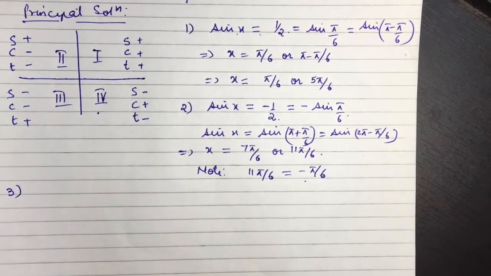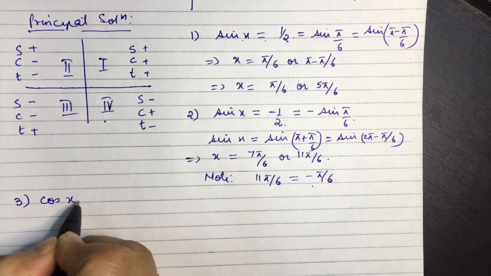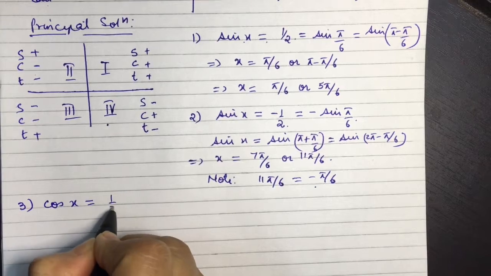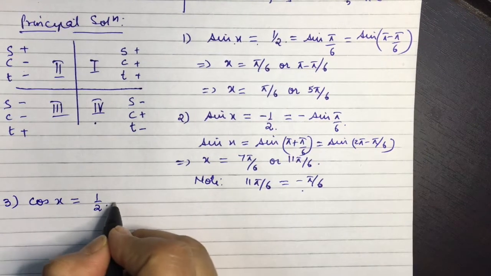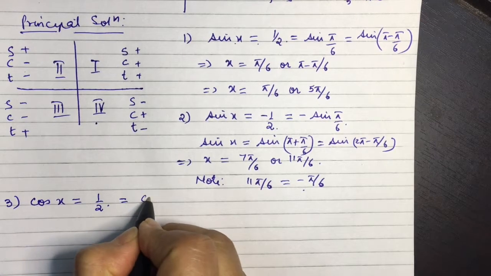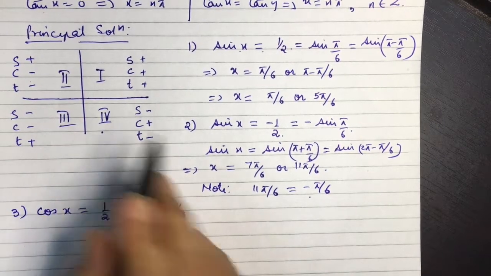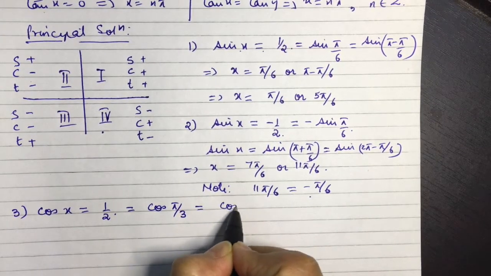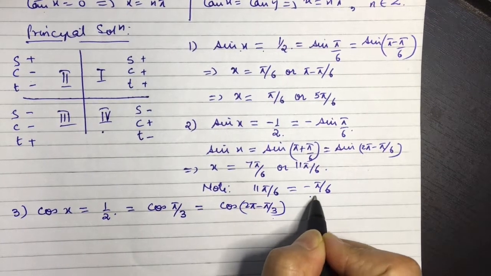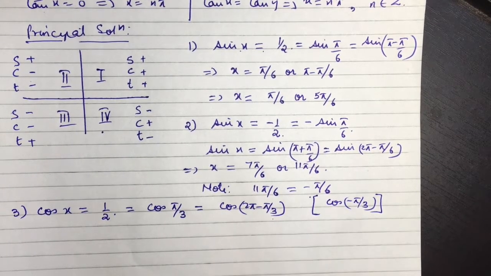Let's take some cos function. Suppose I need to solve this expression cos x equal to, let me say, half. Now when is cos half? We know that cos is half when the angle is 60 degrees, so I write it as pi by 3. Cos is also positive in the fourth quadrant, so I could write it as cos of 2 pi minus pi by 3, which can also be written as cos of minus pi by 3. Any of these two things we can write.